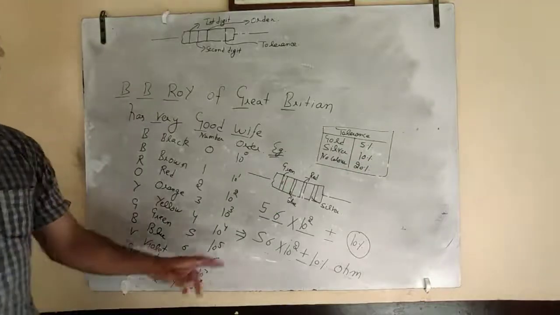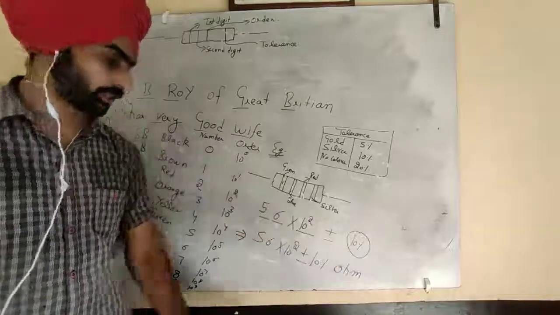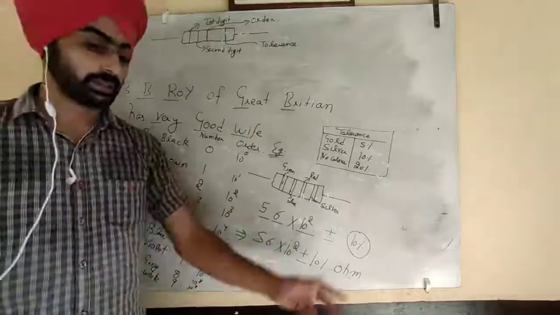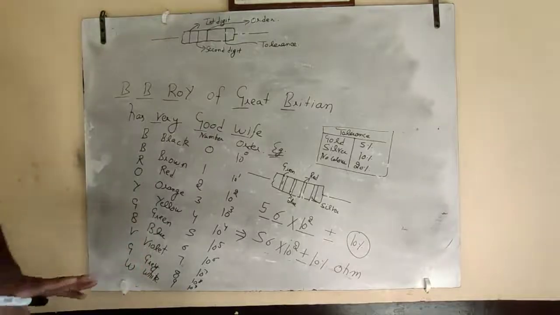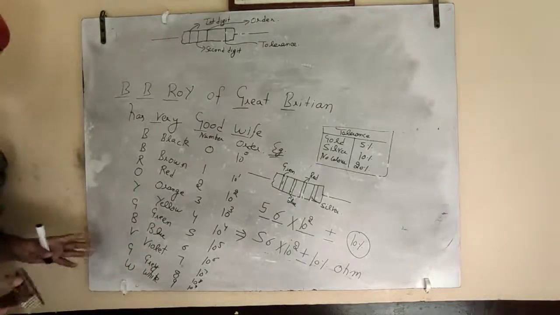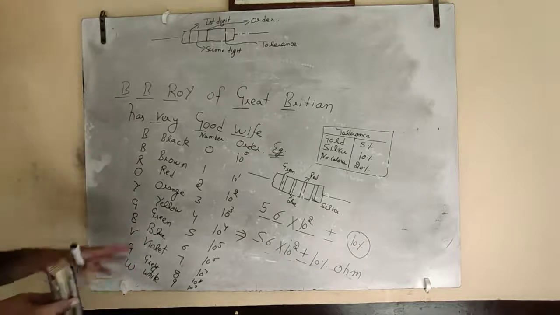So this is a way of: the first color gives the first digit, the second also gives a digit, the third gives the order, the fourth gives the tolerance. This is a way of calculating resistance. Okay, so this is done. This is known as color coding of resistors. Color coding of resistors. You can note down this table.